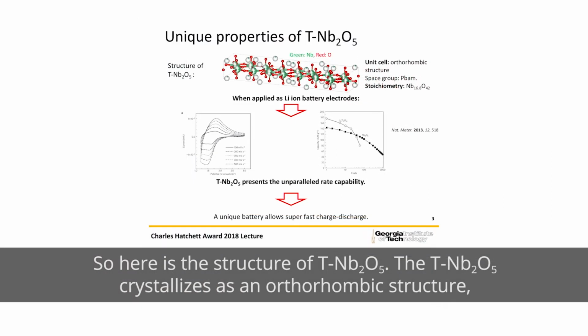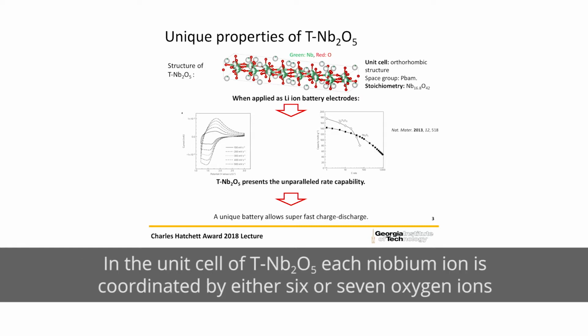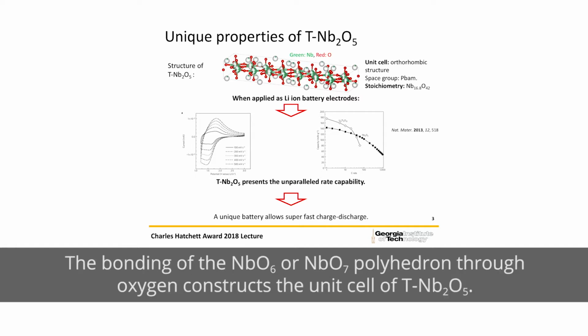The T niobium oxide crystallizes as an orthorhombic structure. The space group is orthorhombic PBAM, number 55. In the unit cell of T niobium oxide, each niobium ion is coordinated by either 6 or 7 oxygen ions, forming the NbO6 or NbO7 polyhedron. The bonding of NbO6 or NbO7 polyhedron through oxygen construct the unit cell of T niobium oxide.